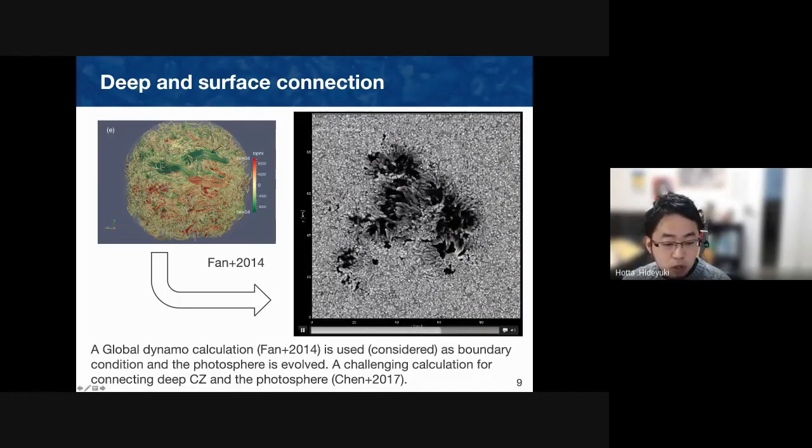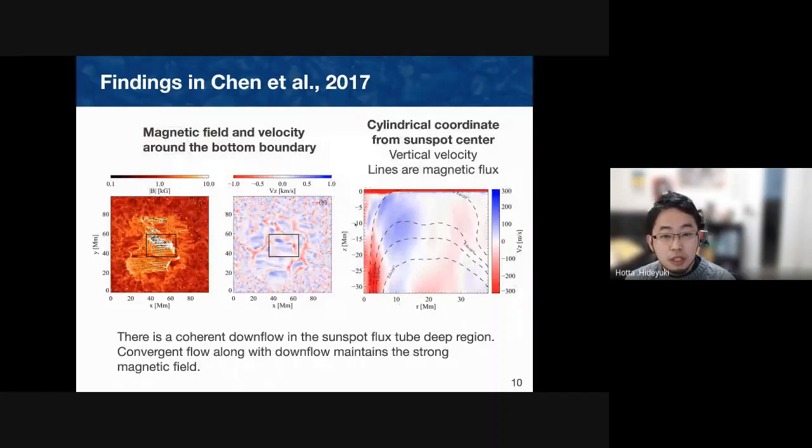So one finding of Fenchan's calculation concerns the appropriate location of sunspot formation. They found that this is around the bottom boundary, and this is the magnetic field strength, and this is the vertical velocity. You can see the very strong magnetic field here, and this corresponds to the downflow here. There are three plots, some slices of the sunspot.